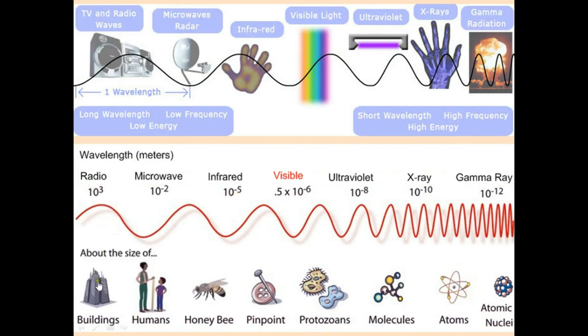The radio waves have a wavelength about the size of buildings, microwaves have a wavelength about the size of humans, and so on. And notice how gamma rays have such a small wavelength, the size of atomic nuclei, which is so small compared to the size of buildings. So this gives you a perception of how much it changes. And this shows an example of things with the particular waves.